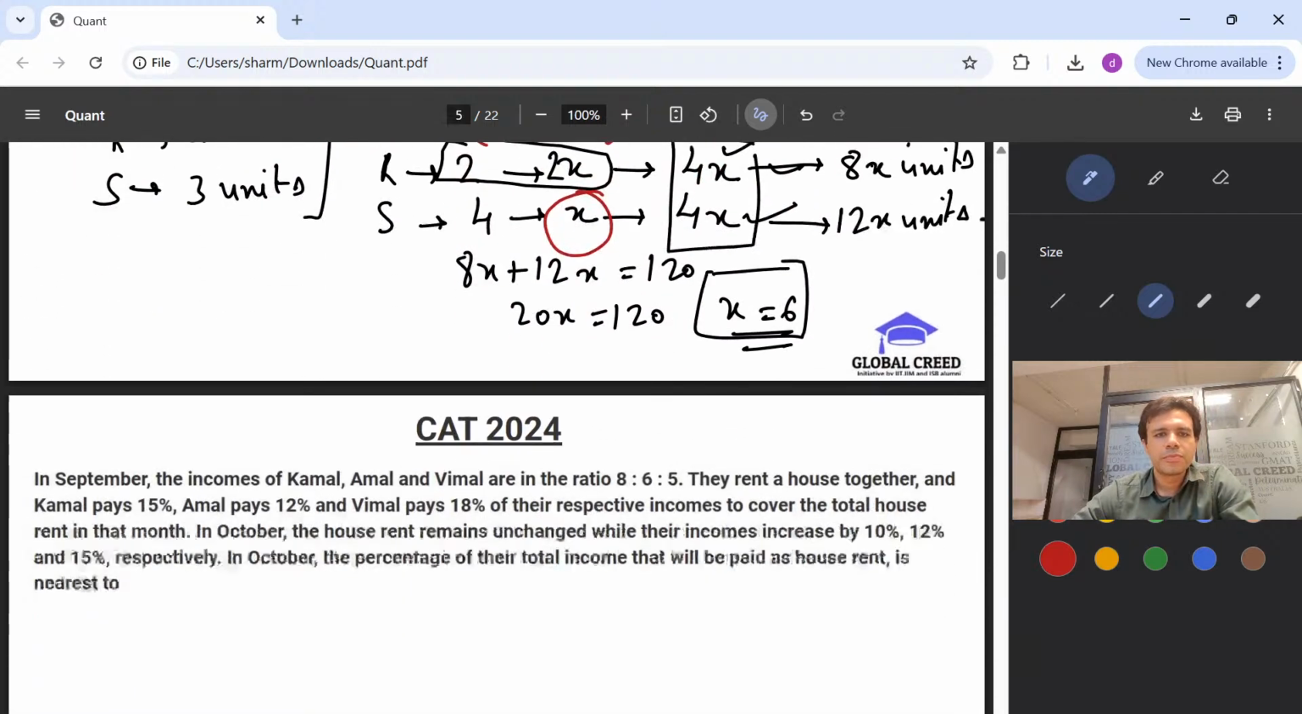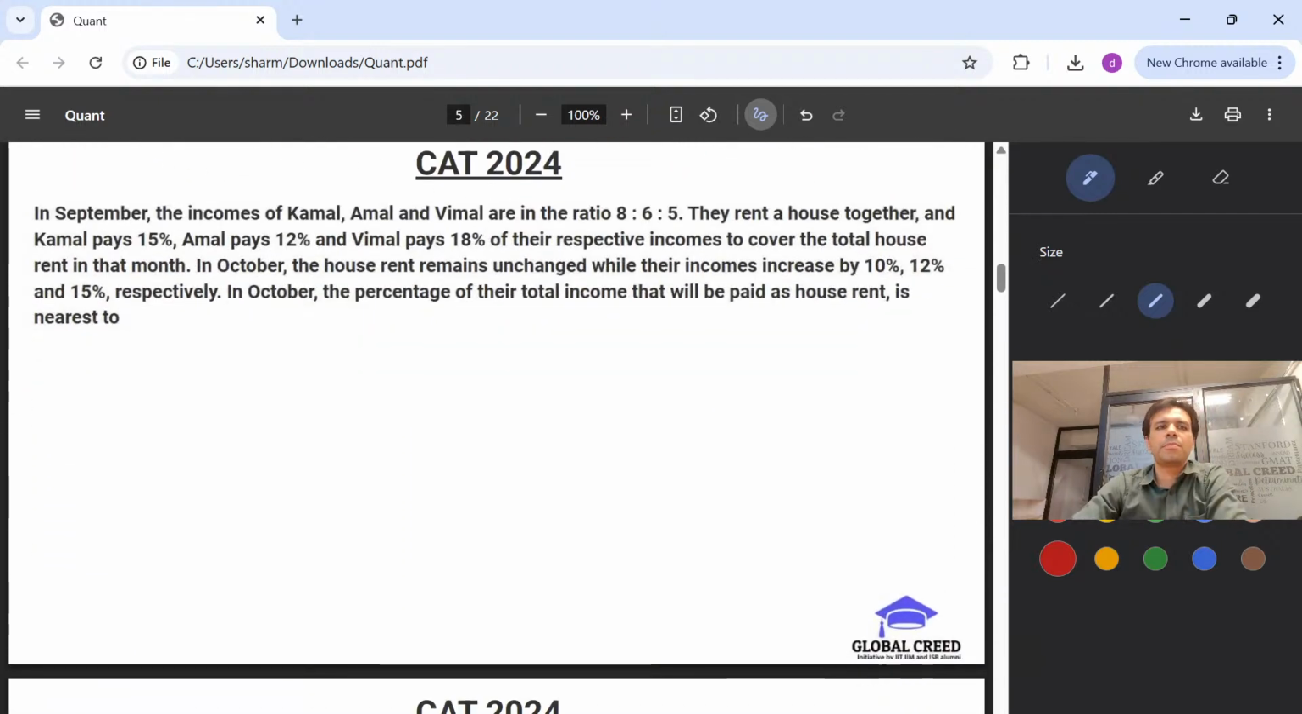Let's keep moving. Let's go to the next question. In September, the incomes of Kamal, Amal and Vimal are in the ratio 8:6:5. So let's say Kamal, Amal and Vimal, इनके incomes का ratio 8x, 6x और 5x हम assume कर सकते हैं. They rent a house together. Kamal pays 15%, Amal pays 12% and Vimal pays 18%.